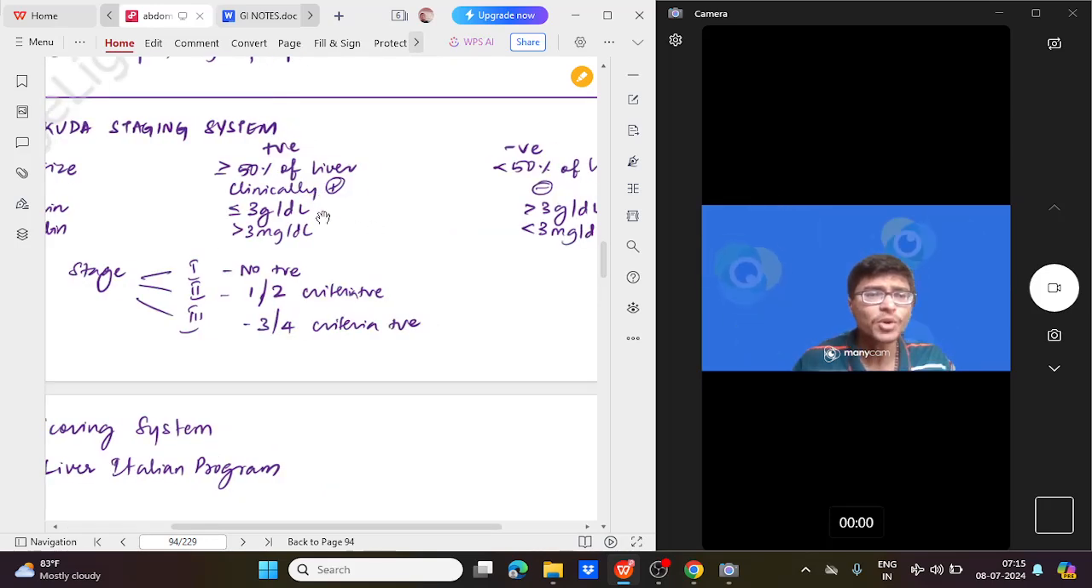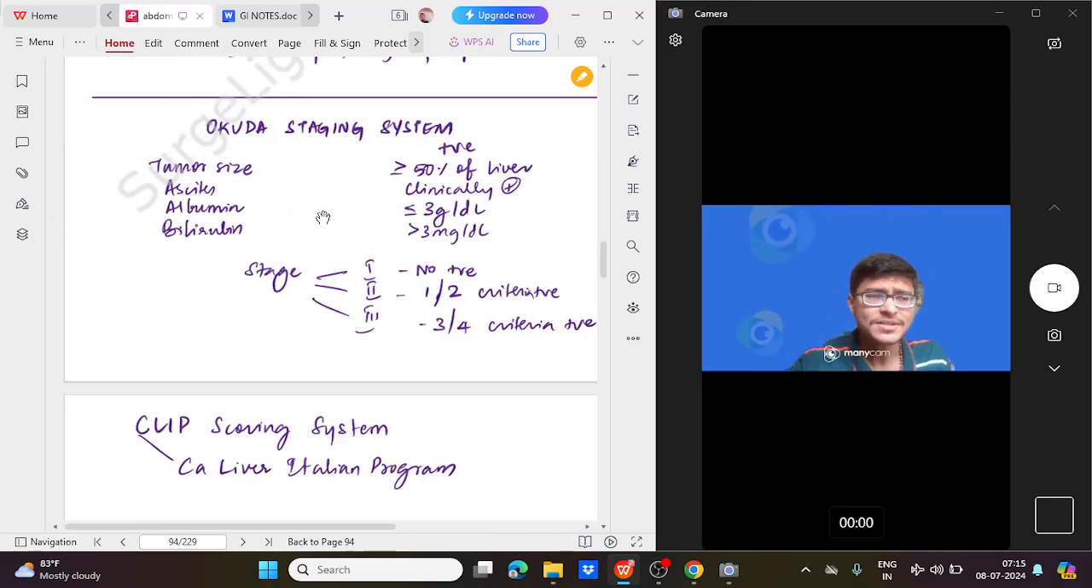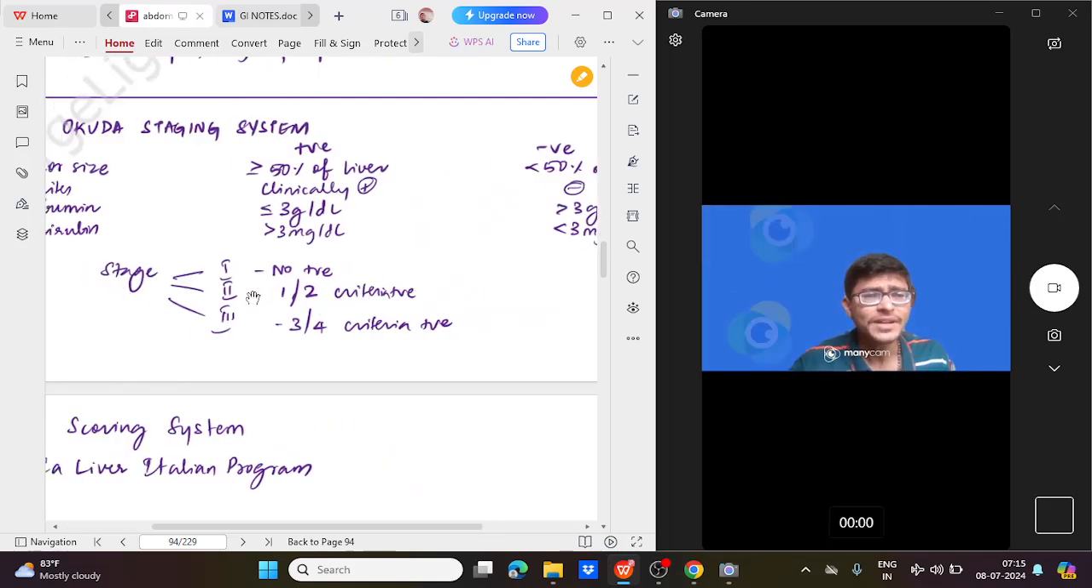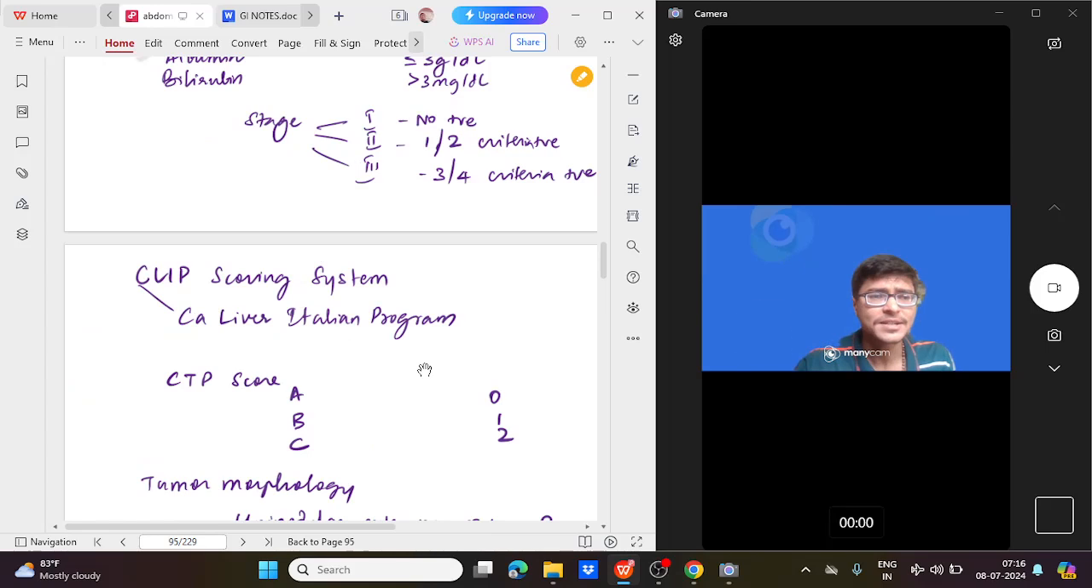So these are the 4 criteria involved in the Okuda staging system, and it will help us in managing our patients. It gives us stage 1 when none of the above is positive, stage 2 where 1 or 2 criteria are positive, and stage 3 where 3 or 4 criteria are positive.